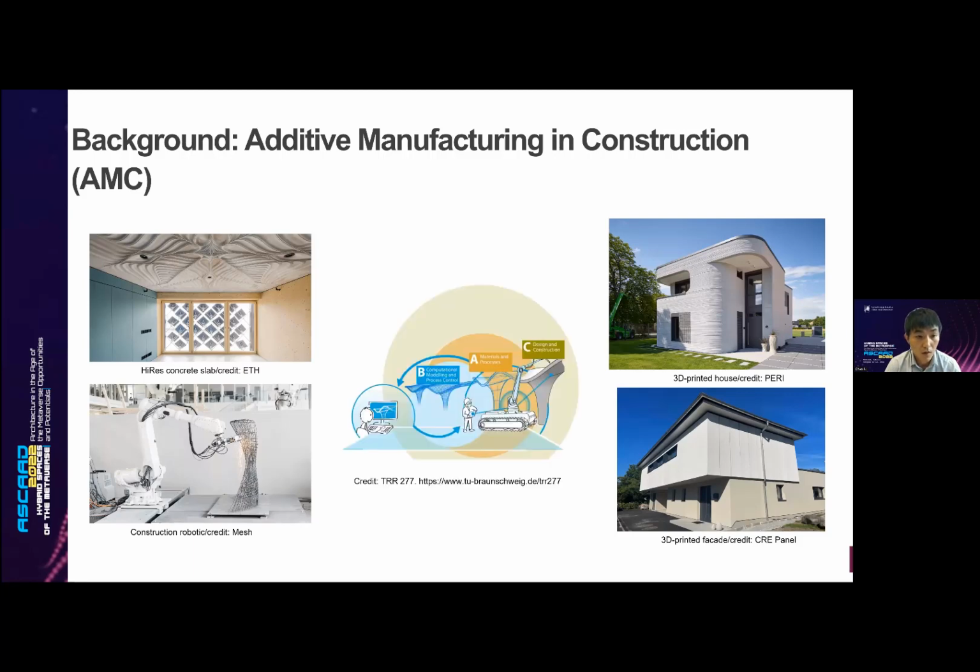The TRR277 project, funded by the German Research Foundation, is dedicated to exploring AM technologies in construction from three perspectives, namely the material and processes, computational modeling and process control, and then the design and construction.